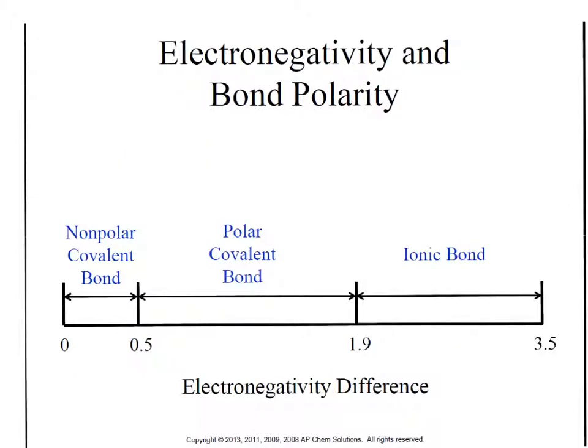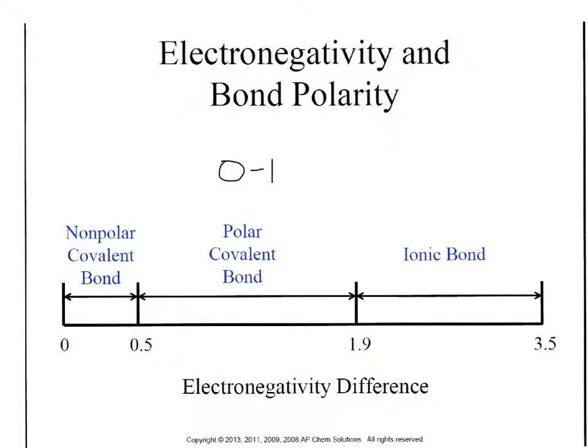Okay, covalent isn't quite as cut and dry as ionic, though. Ionic bonds are flat-out ionic bonds. With covalent, though, you can have nonpolar covalent and you can have polar covalent bonds. And what that distinguishes is the difference in electronegativity. So we talked about effective nuclear charge back when we were talking about periodic trends.